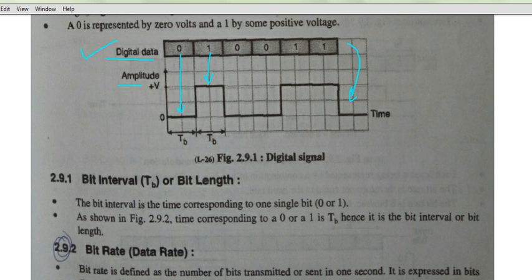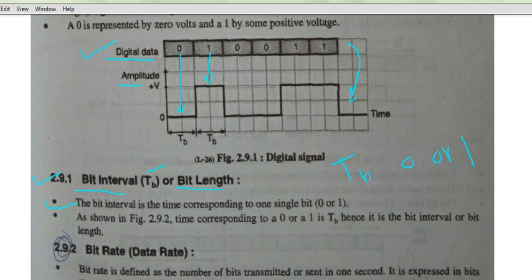Okay, so basically signal has parameters. So first parameter is the bit interval, that is denoted by TB, T suffix B for bit, or it is also called as the bit length. Okay, so first we will see the definition. The bit interval is the time corresponding to one single bit. So it is a time interval corresponding to a single bit, whether it is 0 or 1.